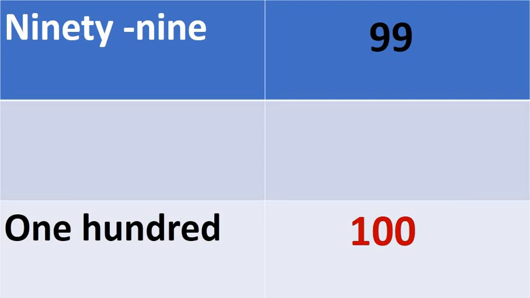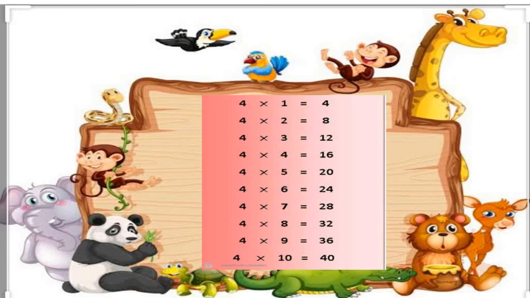What do you say? You all are ready to recite the tables? Want to speak with me? Yes, let's begin the tables. Table of 4. Speak with me. 4 ones are 4. 4 twos are 8. 4 threes are 12. 4 fours are 16. 4 fives are 20.